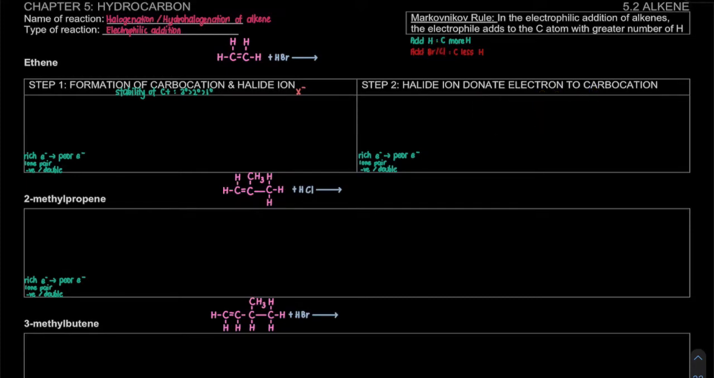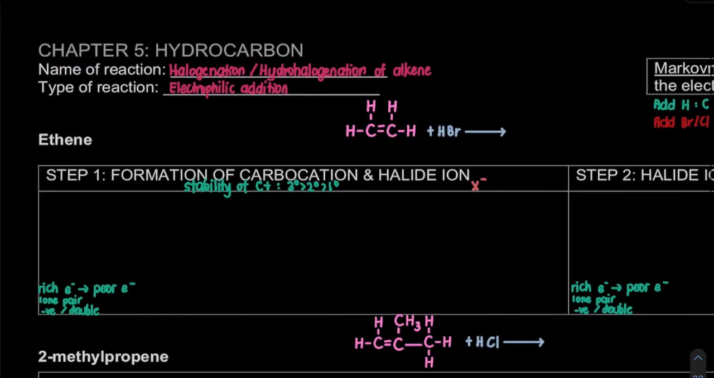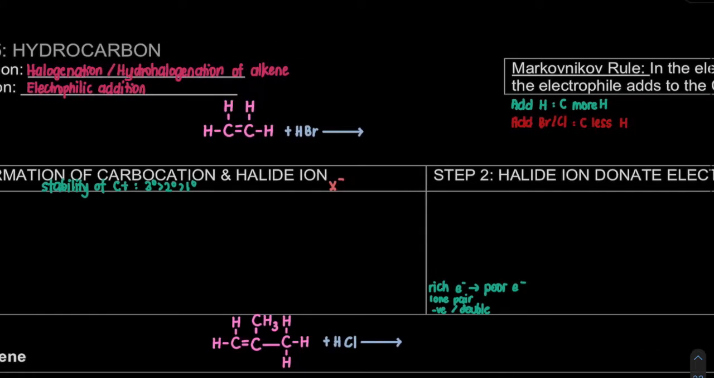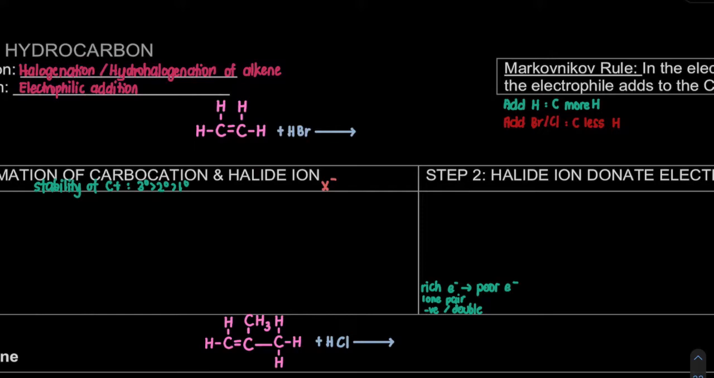Again, the electrophilic addition will follow the Markovnikov rule, where the electrophile, in this case our hydrogen, will be added to the carbon with the greater number of hydrogen. Without further ado, let's look at the first example, ethene. For the reaction of ethene, we're going to add it with HBr. What we're going to determine is how many hydrogens are attached to the carbons of the carbon-carbon double bond. We write the hydrogen on the carbon with more hydrogen, and the halogen will be added to the one with less hydrogen.